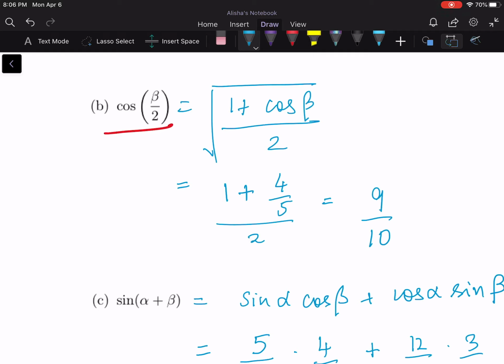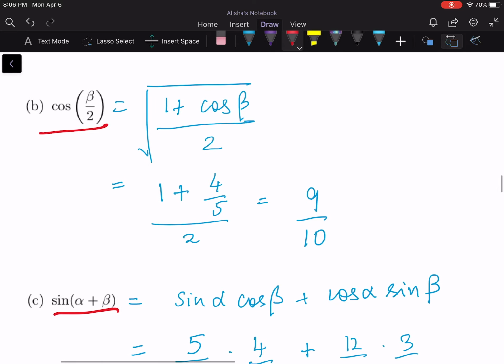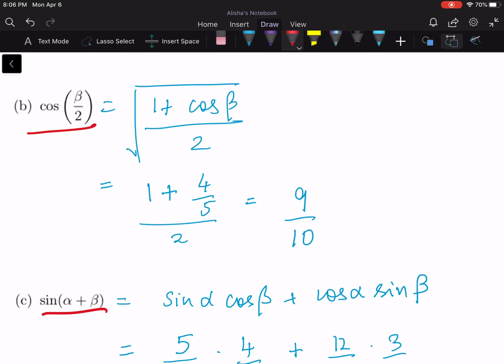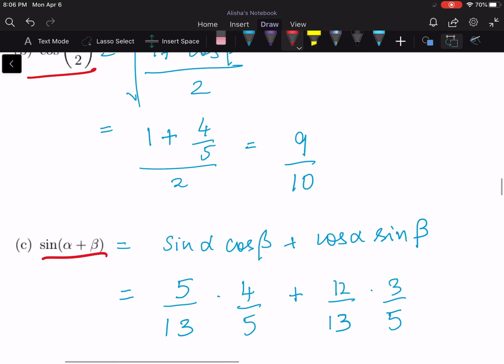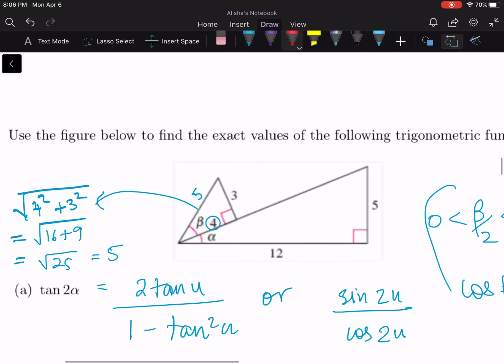Okay, next let's try this guy. Let's try sine of alpha plus beta. And I'm using my sum formula. So that's sine alpha cosine beta plus cosine alpha sine beta. And let's try to figure out first what sine alpha is.